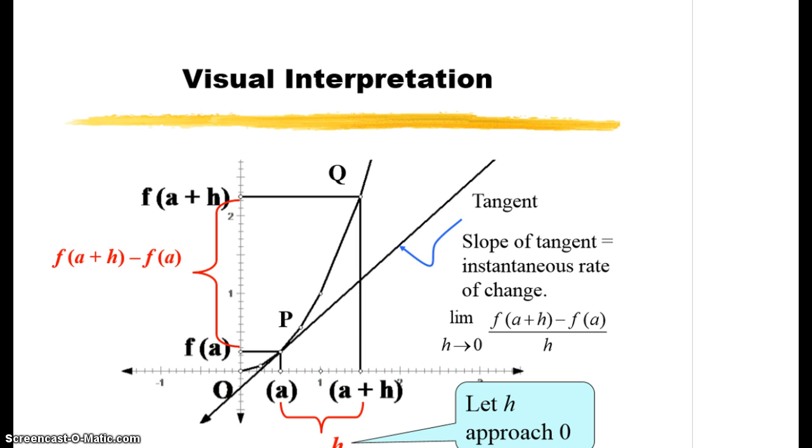So all we're doing visually is taking our point Q that we had before, and that Q was at the coordinate a plus h, if you remember, comma f of a plus h.